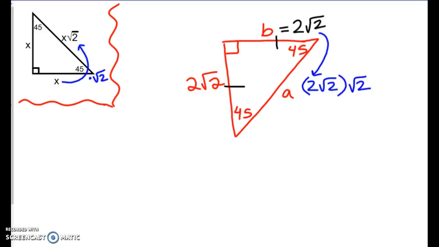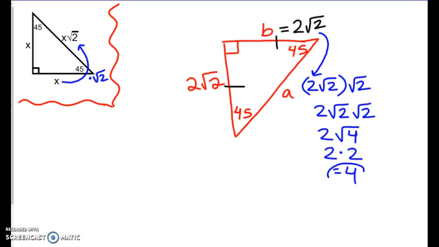We did this the other day in class, how to multiply radicals together. So we have 2 times the square root of 2 times the square root of 2, which ends up being 2 times the square root of 4. Now the square root of 4 simplifies. We get 2 times 2, which is 4 as our answer. So A is 4 for our hypotenuse.